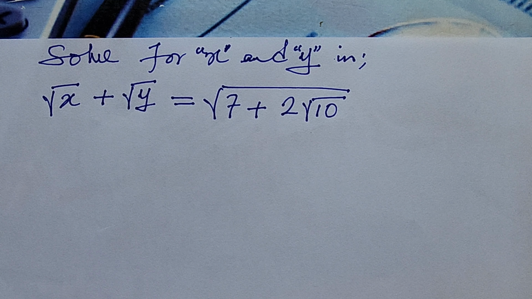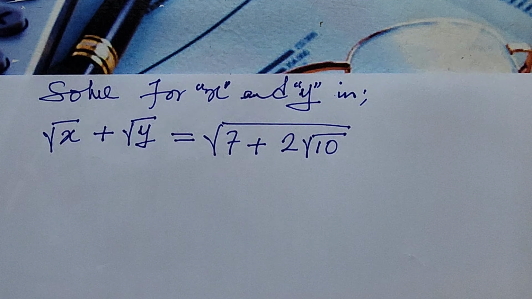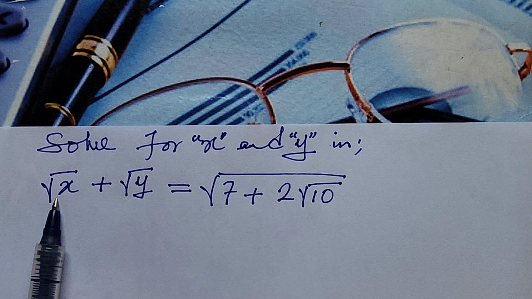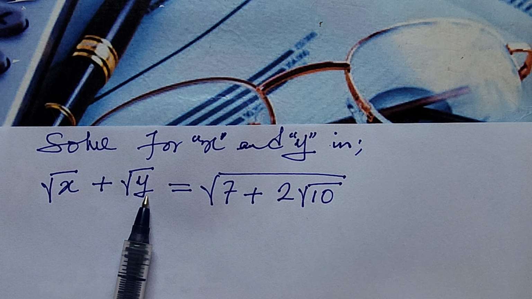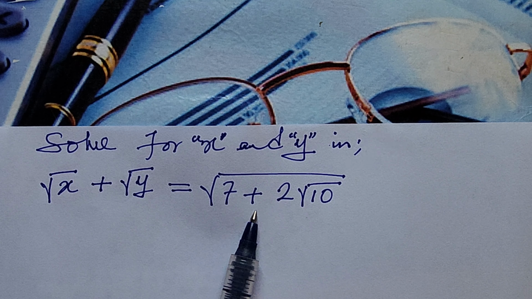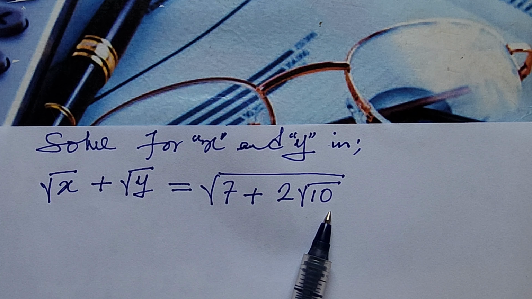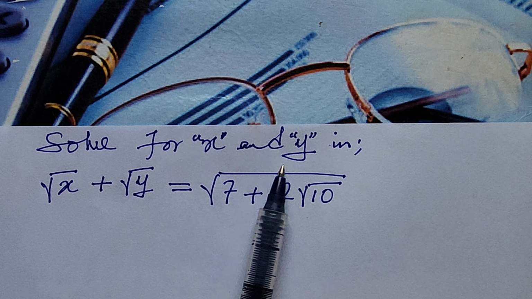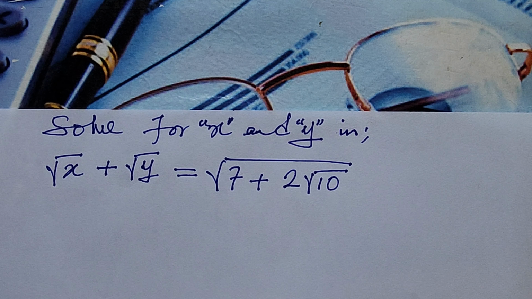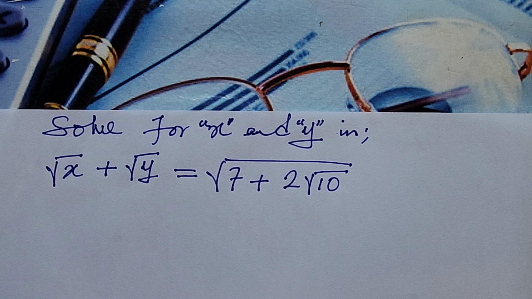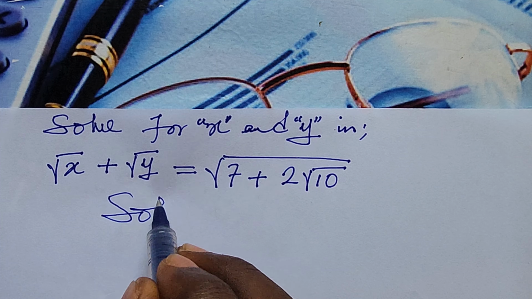Look at the radical equation we have before us here. The question reads, the square root of x plus the square root of y equals the square root of 7 plus 2 times the square root of 10. Here we are asked to solve for x and y. So how do we go about this? This is a very easy one. So take our solution here.